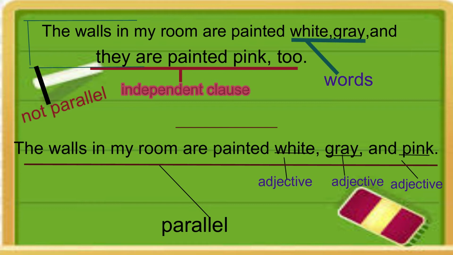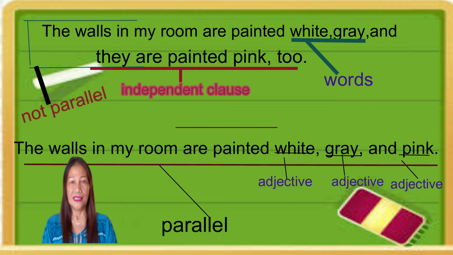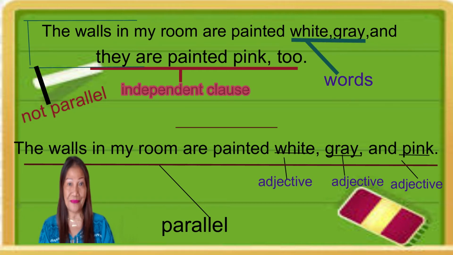It will come out like this. The walls in my room are painted white, gray, and pink. White, gray, and pink are all adjectives. There is no independent clause. In other words, when you use single words, the rest of the items should be connected and should be single words also. It means adjectives with adjectives. So they are now in parallel structure. They are now the same.